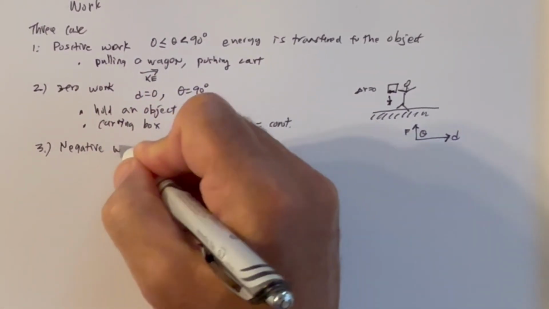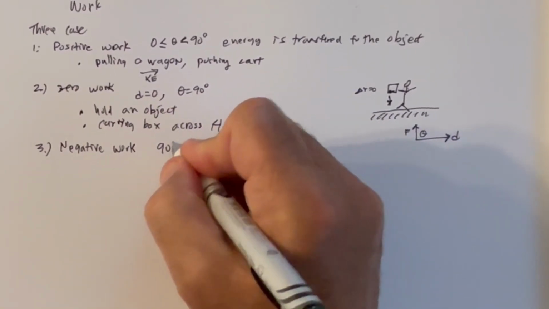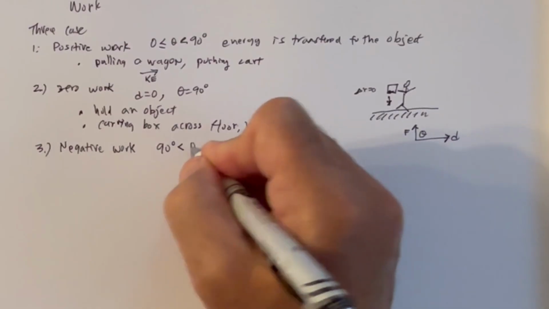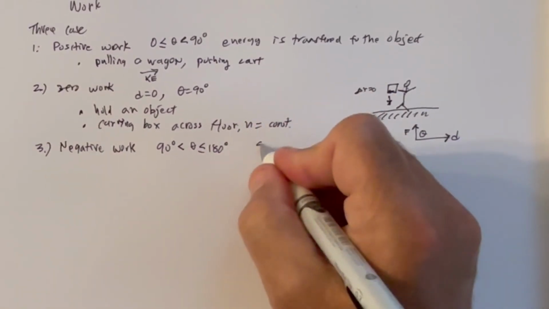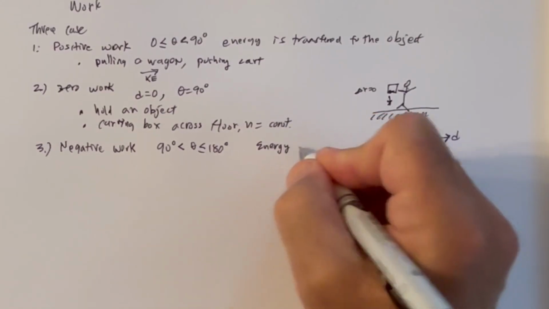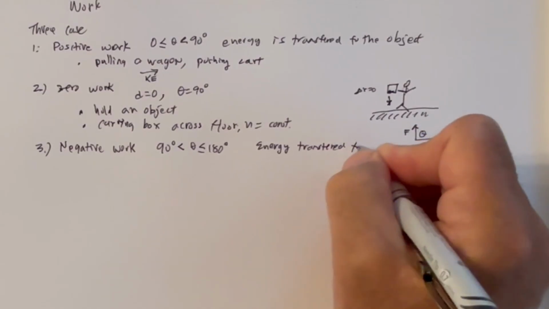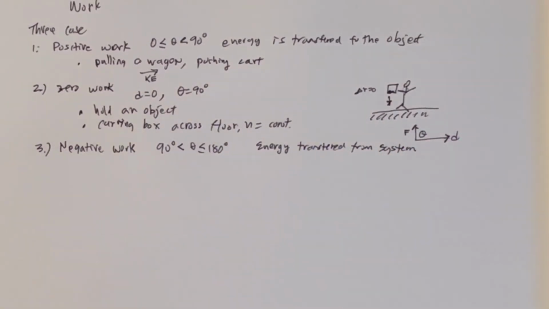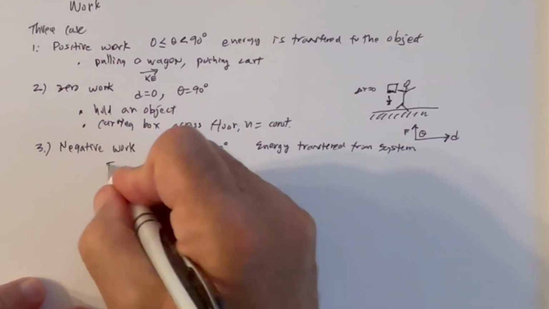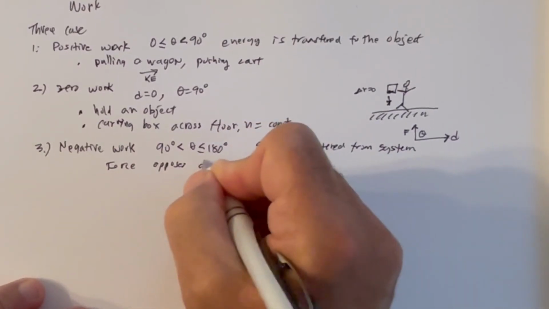Now let's look at negative work. This is the case where 90 degrees is less than theta, which is less than or equal to 180 degrees. So energy is transferred from the system. Remember, work is just a transfer of energy. So the force opposes displacement.